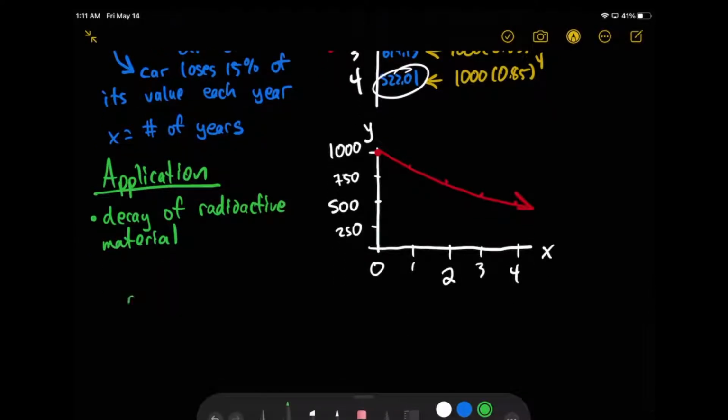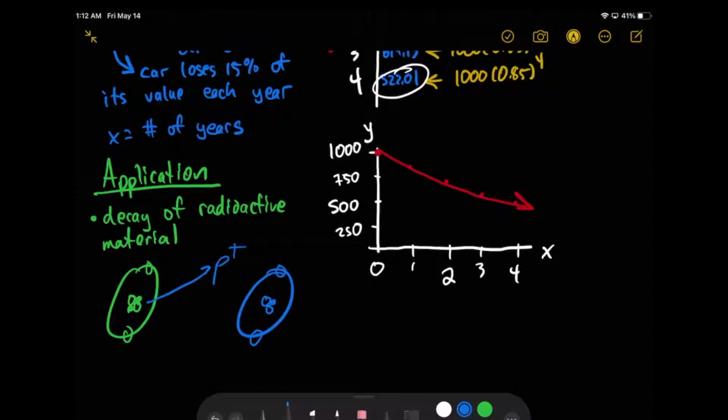Basically, inside the nucleus, we have our protons and our neutrons. And basically what happens is something inside happens. And there's different ways of thinking about it. But basically you're going to lose some particles. So you can imagine like a proton goes flying off. And it's a little more complicated than that. But basically your number of protons is going to change. And when your number of protons changes, that changes the identity of your atom.